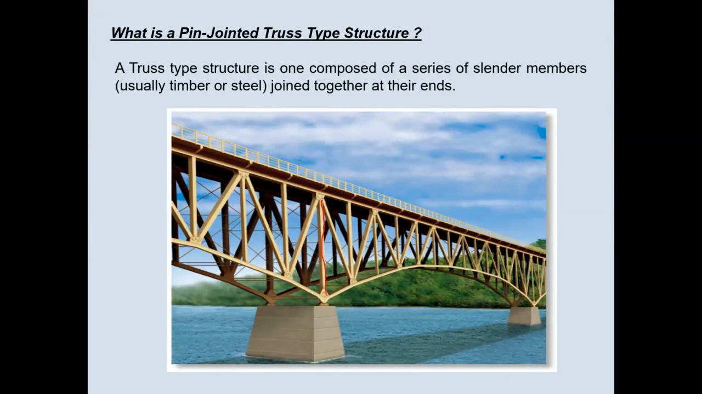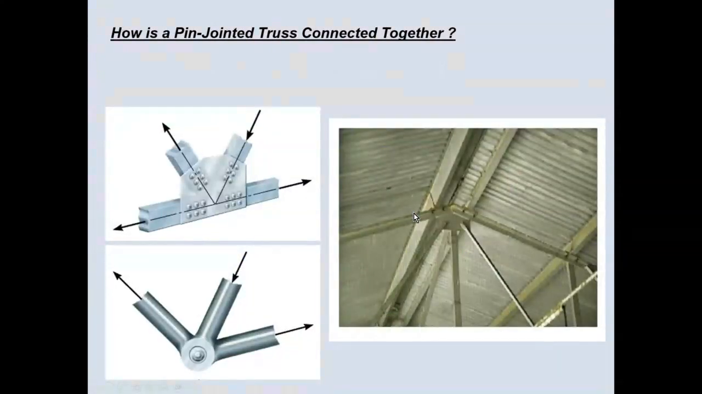So if you want to disassemble this structure, what you get is a number of links, and these links are connected together at these points. So how are they connected together? They are connected through what we call gusset plates. So this is a gusset plate. A gusset plate is used to hold these individual members, and then these are all riveted together.